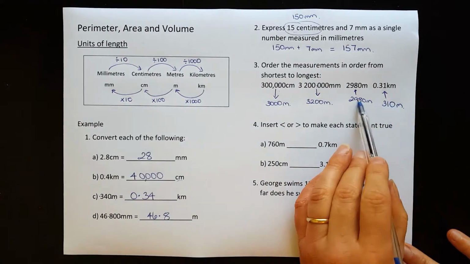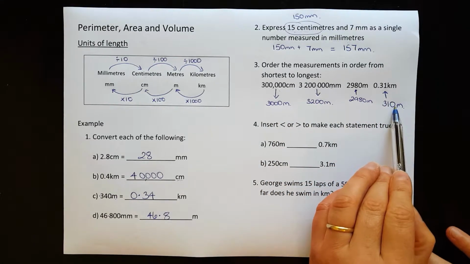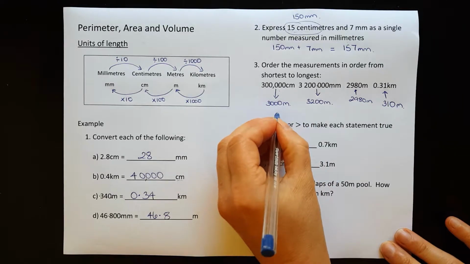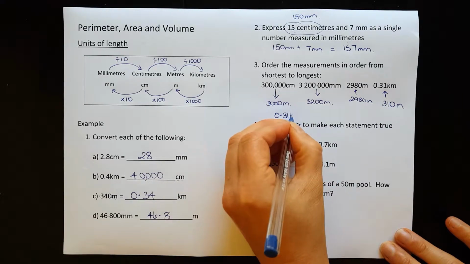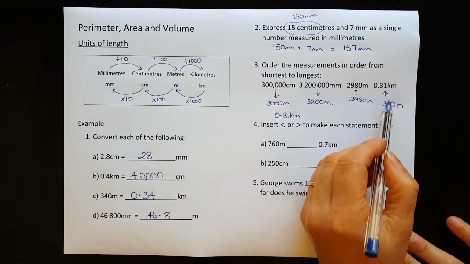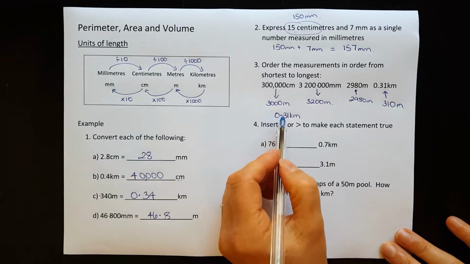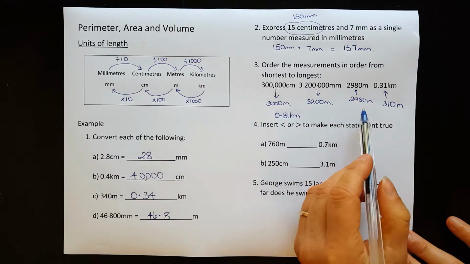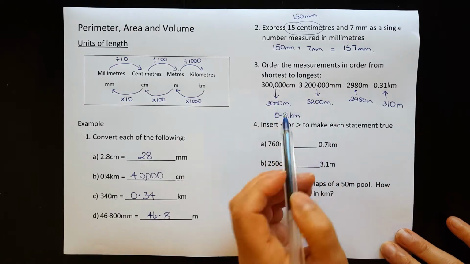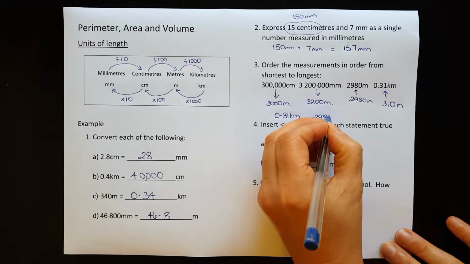Okay, so now that everything is in meters, it's easy to see that this is the smallest. So the smallest number is 0.31 kilometers. Even though I've changed that, I'm still going to write my answer using these numbers up the top here. So that one is the shortest. Next out of these would be this one because it's in the 2000s. Those ones are both 3,000. So that would be 2,980 meters is next.